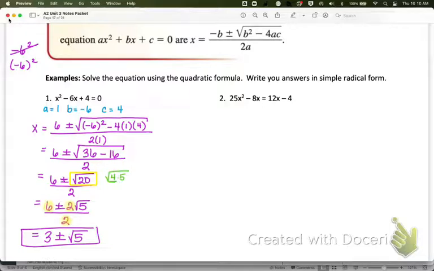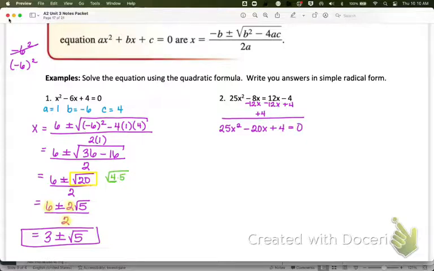Let's look at number 2. Number 2 is not set up the way we need it to be. We need it to be equal to 0. So we need to start by subtracting 12x. That's going to be a like term with the 8x. And then we also need to add 4. There are no like terms over here with the plus 4, so it's just going to tag on. So we get 25x squared minus 20x plus 4 equals 0.